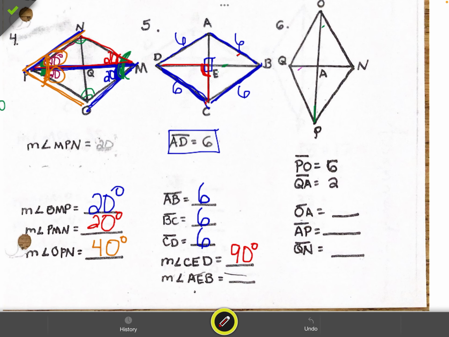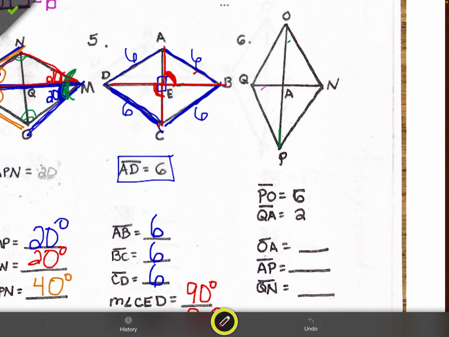And the last one, the measure of angle AEB. Again, please trace A to E to B. Again, okay, it's an angle formed by our diagonals. We know that that's 90 because diagonals are perpendicular.